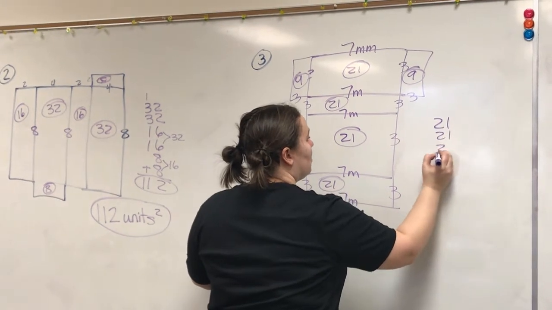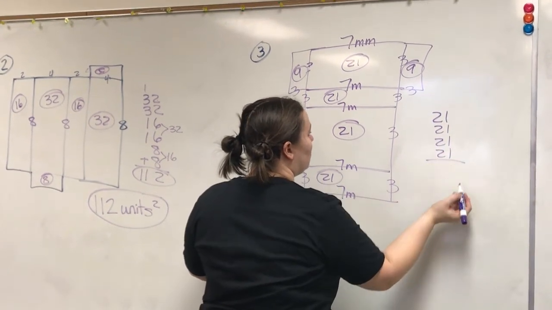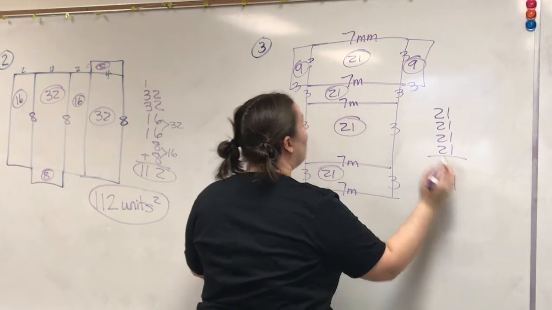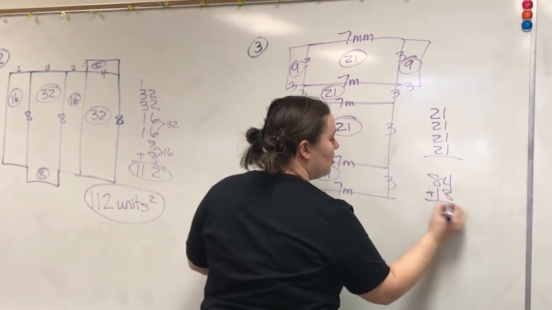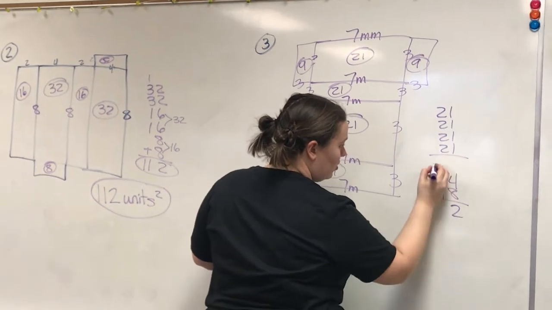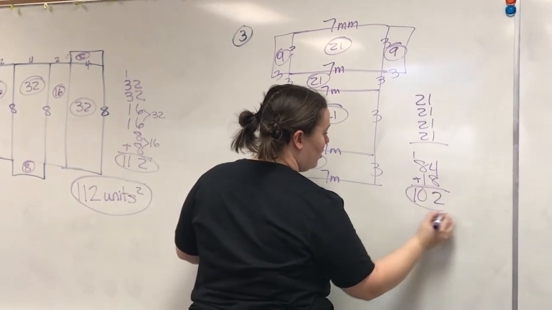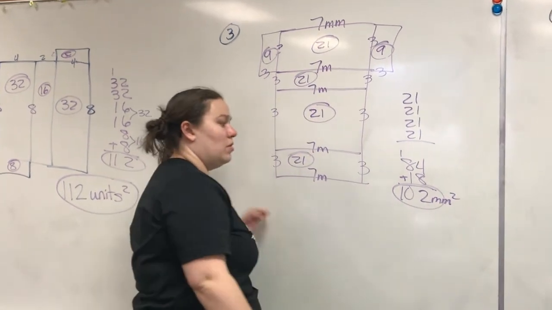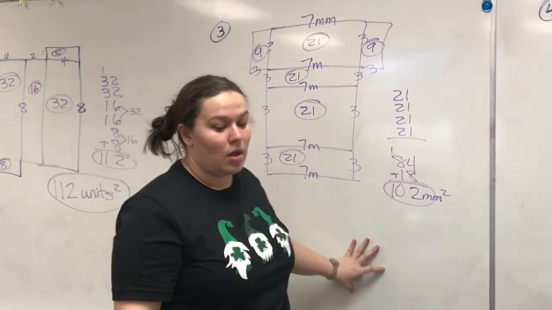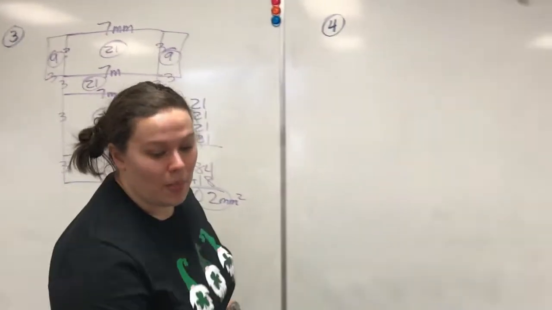21 plus 21 plus 21 plus 21. I can do that right now, which is 84. Plus 9, which is 18. 102 millimeters squared. Cool. Number 4.